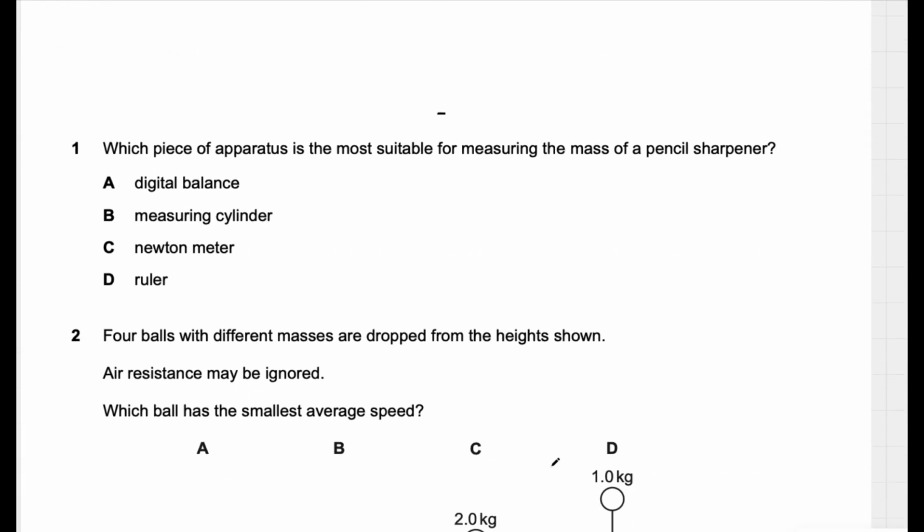First question: which piece of apparatus is the most suitable for measuring the mass of a pencil sharpener? A, digital balance. B, measuring cylinder, this is for volume. Newton meter is for force. Ruler is for length. So the most correct answer is A.